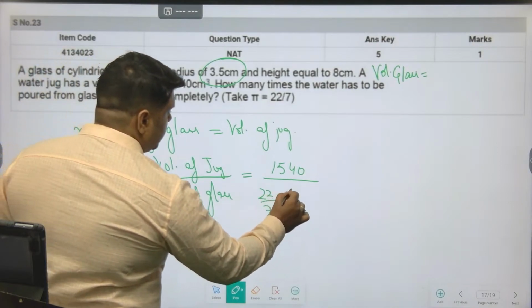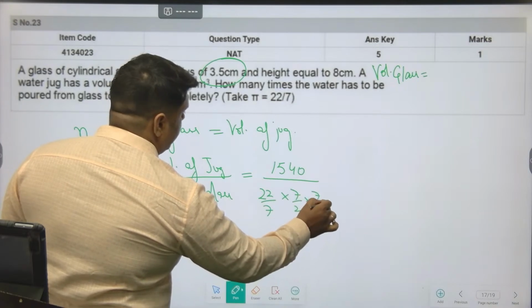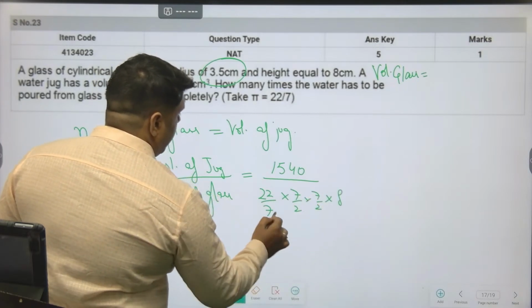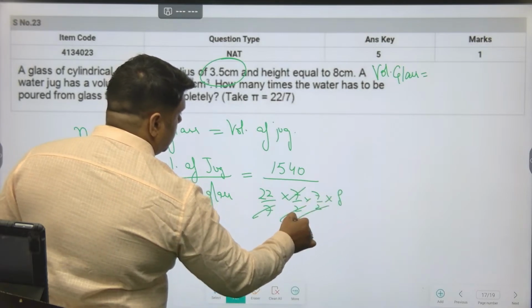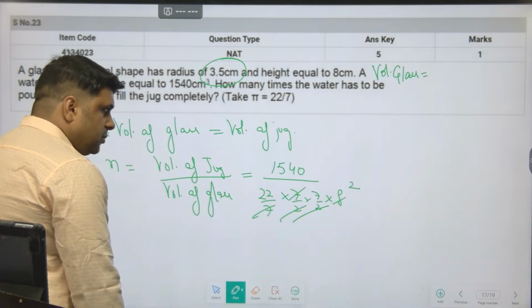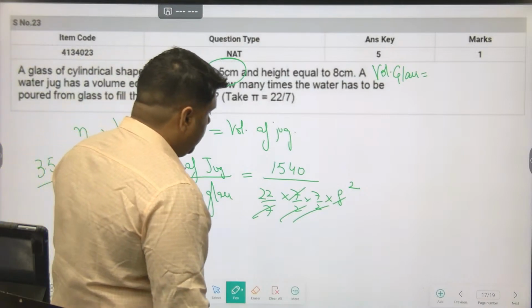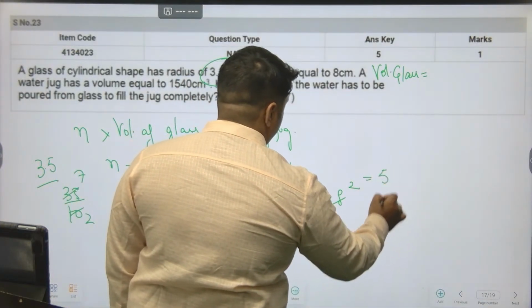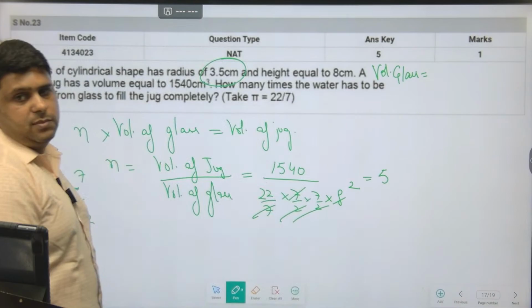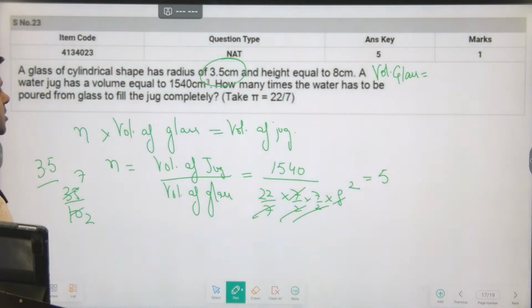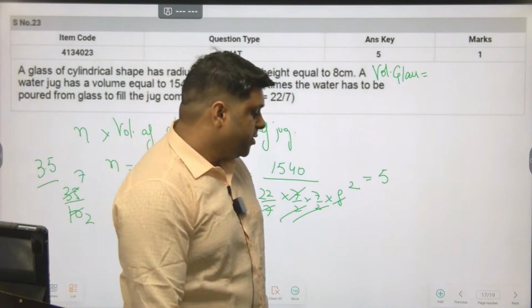So I am going to use 7 by 2 into 7 by 2 into 8, and this is going to get cancelled out. So we are left with 1540 upon 22 into 2, so 150 divided by 44. So here your answer is going to be 5. So we need 5 glasses. So a jug can fill 5 glasses.